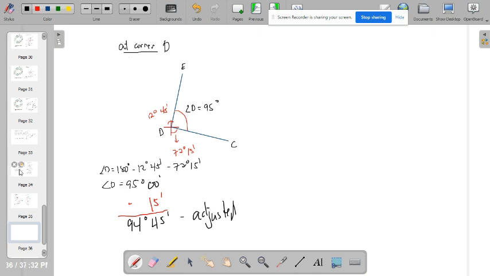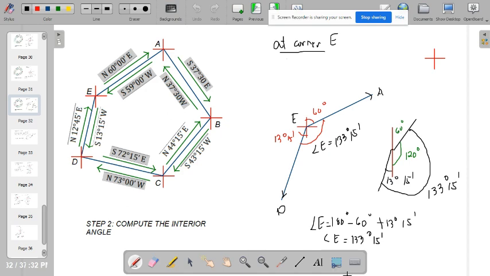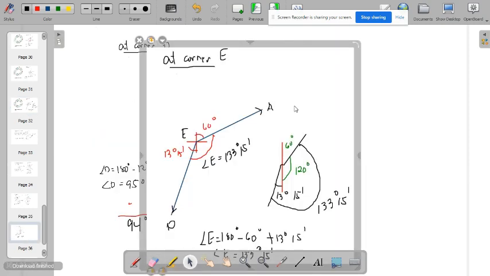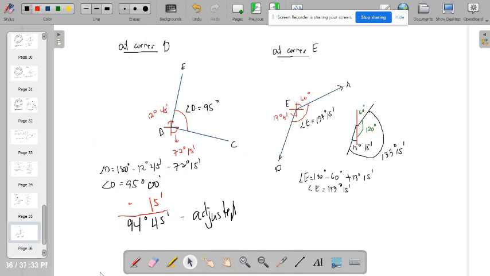Okay, so let's go to letter E. Less 15 minutes. Okay, it gives you 133 degrees. So ito yung adjusted na.